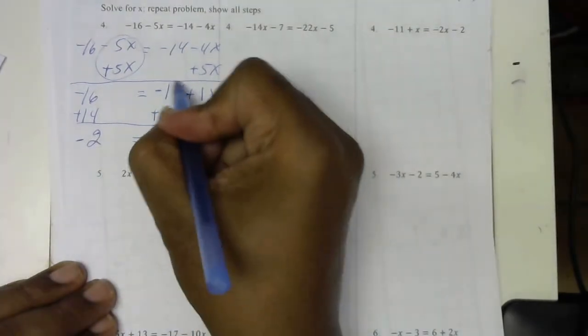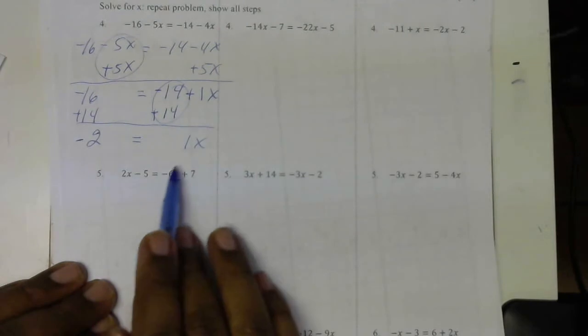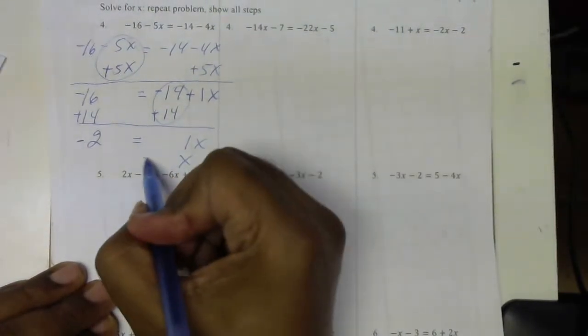Equal sign comes down, these go away, and we have 1x. Okay, now the 1x can also be written as just x equals negative 2. Do not forget the negatives. I know they're easy to forget.